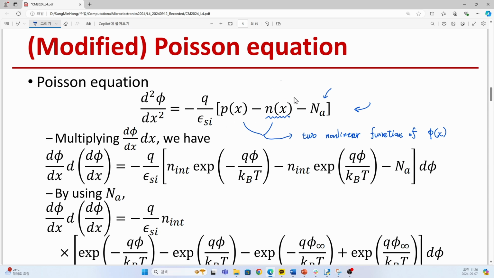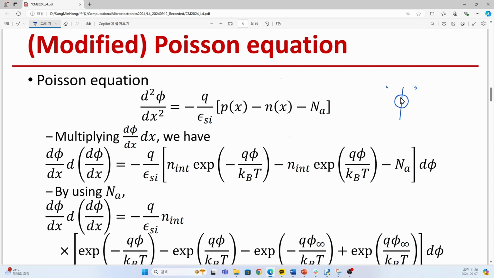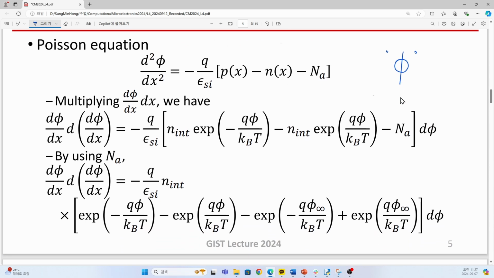Okay, so that's the reason why, although we have three unknown variables: electrostatic potential, hole density, and electron density, they can be unified only as the electrostatic potential. Okay, so then here we have a very important step to further development. This is quite important, and very specific for this problem.